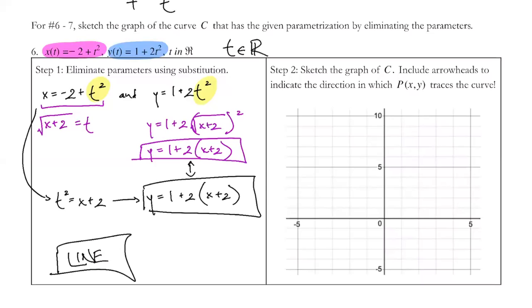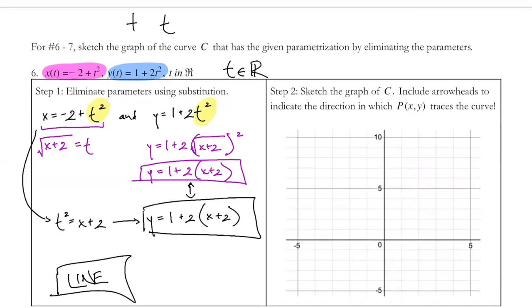Now that's a cool pattern, because I'll tell you that if we had something like x equals negative 2 plus t to the 10th, and y equals 1 plus 2t to the 10th, we would still get a line.